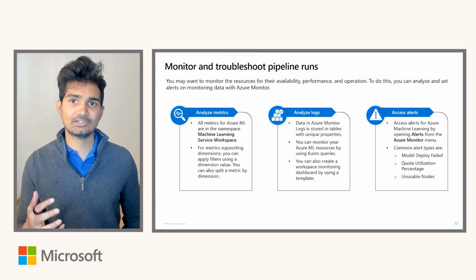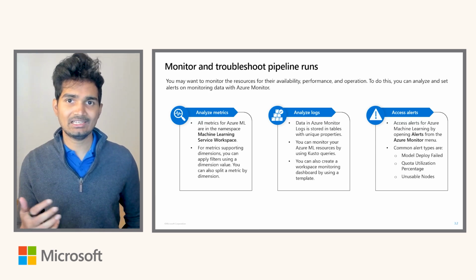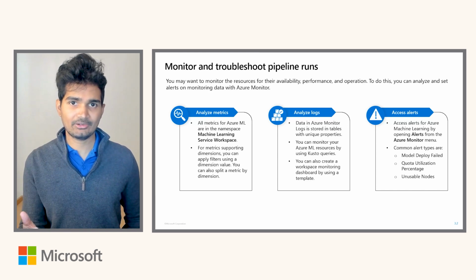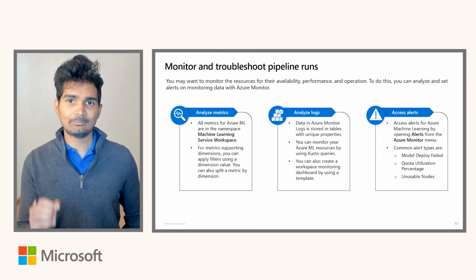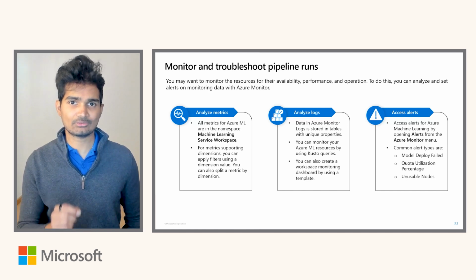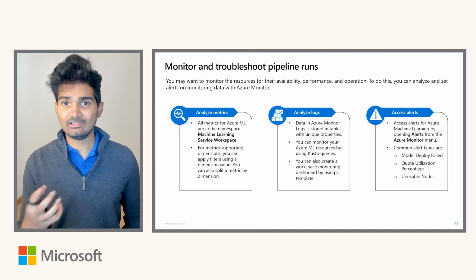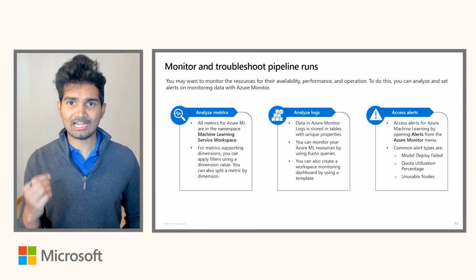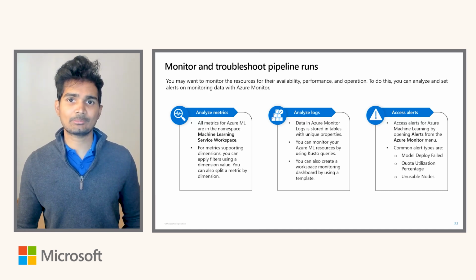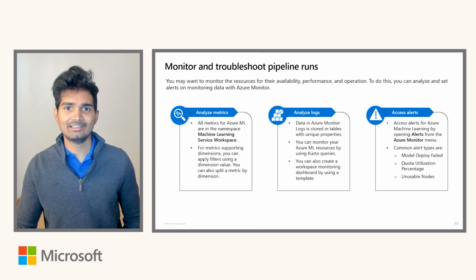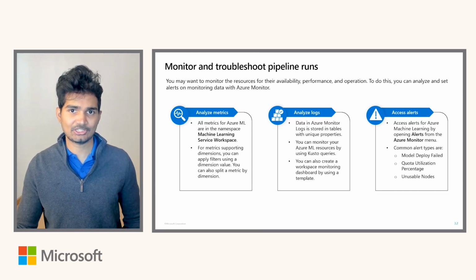Understand how to monitor and troubleshoot pipeline runs effectively using Azure Monitor. This is essential for maintaining the availability, performance, and operation of your resources. To analyze metrics, all metrics for Azure ML are in the Azure Machine Learning Service Workspace namespace. For metrics supporting dimensions, apply filters using dimensions or split metrics by dimension.